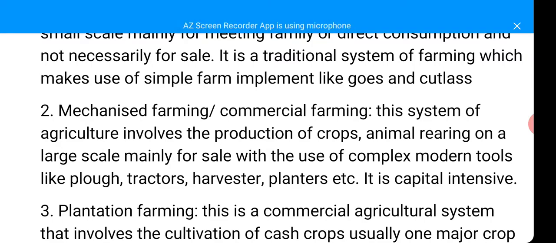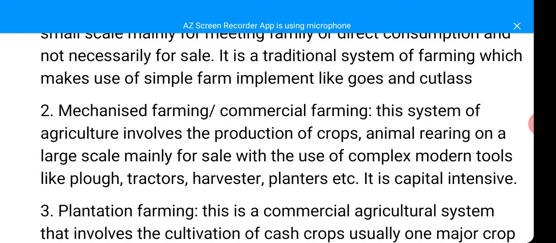While mechanized or commercial farming is a system of agriculture that involves the production of crops and animal rearing on a large scale. Don't forget, peasant or subsistence farming is usually on a small scale, just to meet family consumption. But mechanized or commercial farming is any agriculture that is on a large scale in order to what? Mainly for sale. In order to offer them for sale, to make money. So that's why it's called commercial farming. It is to make profits, to earn a living.